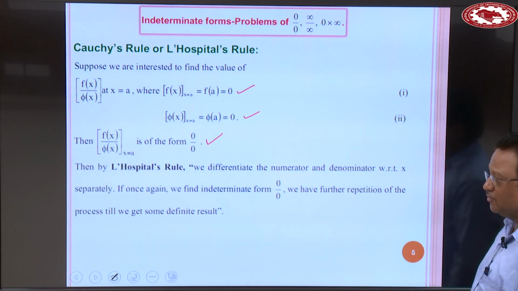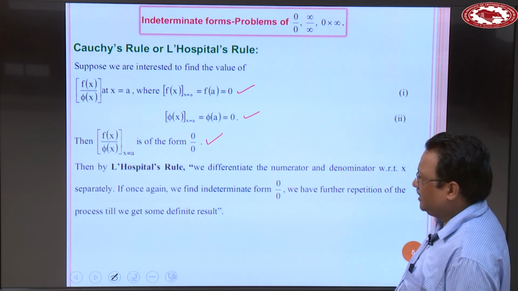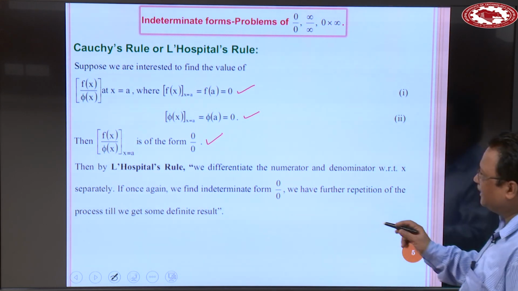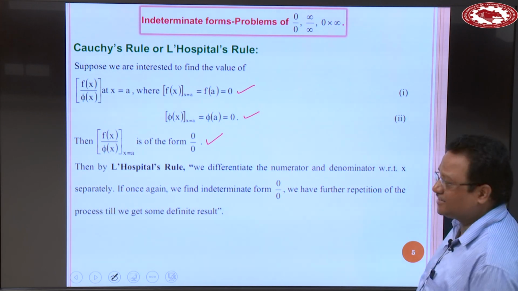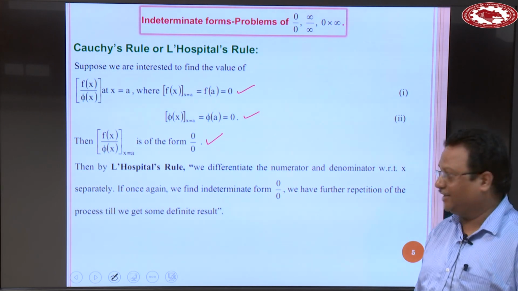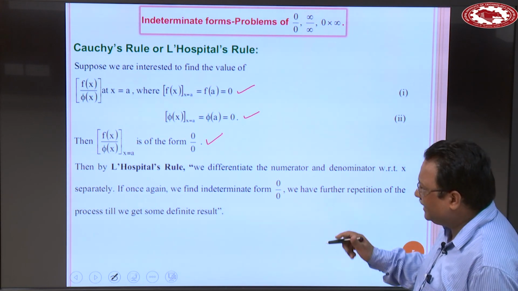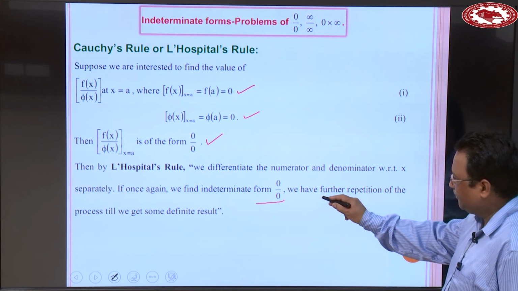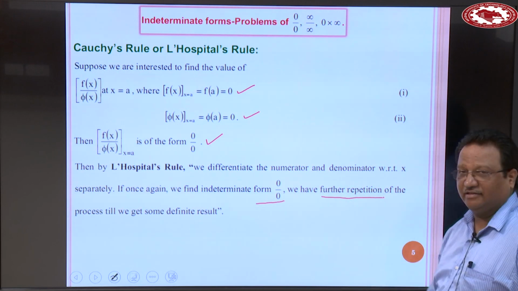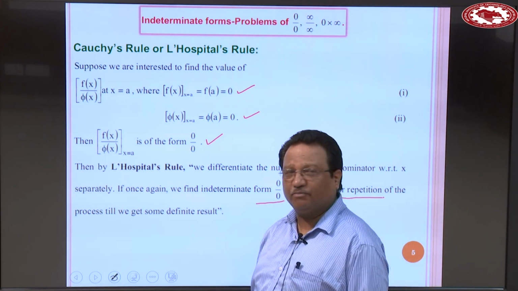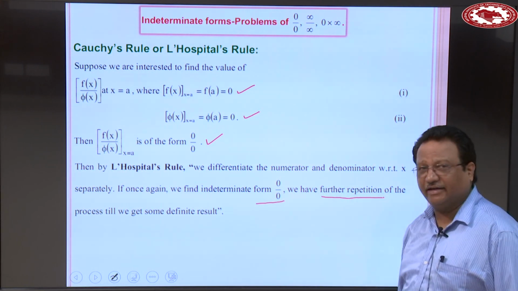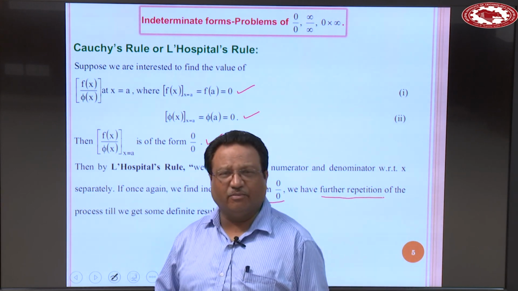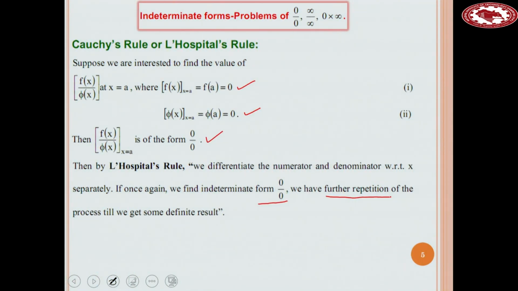Then by L'Hospital rule, this is the statement: we differentiate the numerator and denominator with respect to x separately. If once again we find indeterminate form 0 over 0, we have further repetition of the process till we get some definite result. You have to keep differentiating the denominator and numerator until a definite value comes.